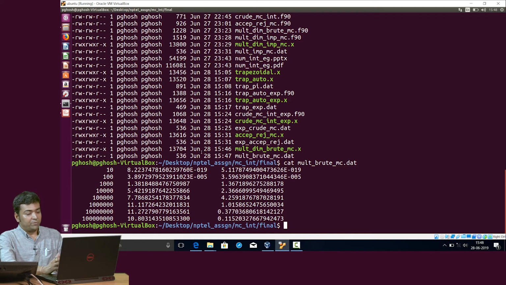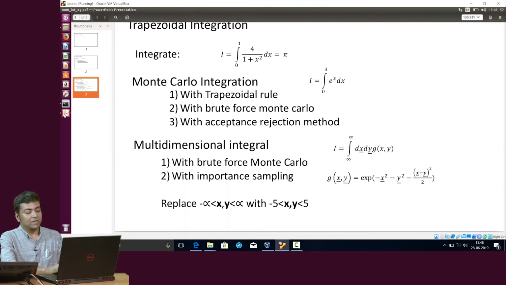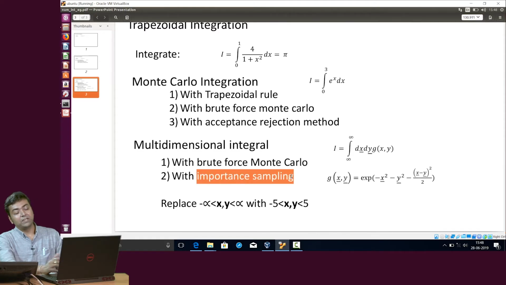Now, to improve this, we will evaluate the same integral using importance sampling. Just to recollect what importance sampling is: we have a distribution of random numbers which has a uniform distribution. We change the distribution in such a way that the shape of the distribution matches the shape of the function. For example, here this function is sort of like a Gaussian function.